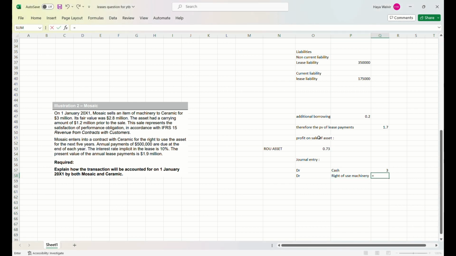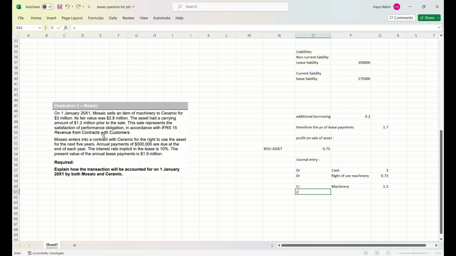So I'm leasing it out, right? So I'll have a right of use asset at the same time. It's not completely sold. Then credit the machinery. The machinery has left from my organization. Now I'm leasing it. But what amount will I credit? The carrying value. It's leaving my balance sheet in the carrying value. I had recognized it in the carrying value. So I'll write 1.2 here, right?